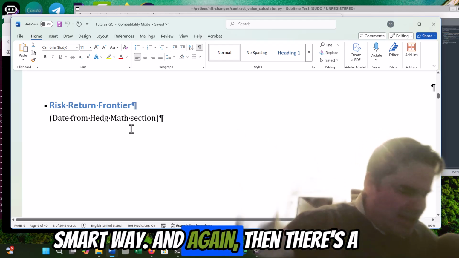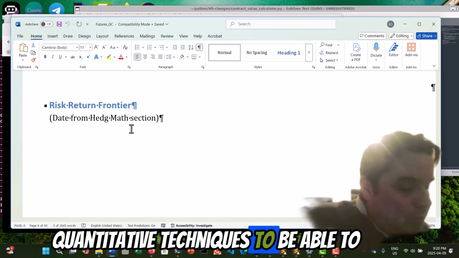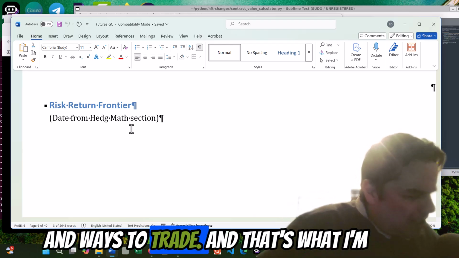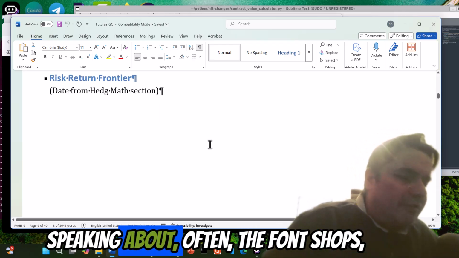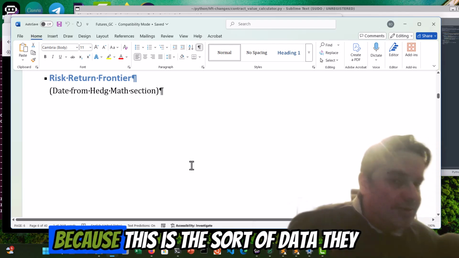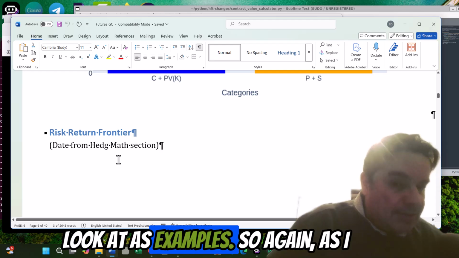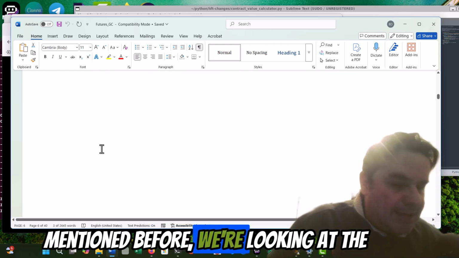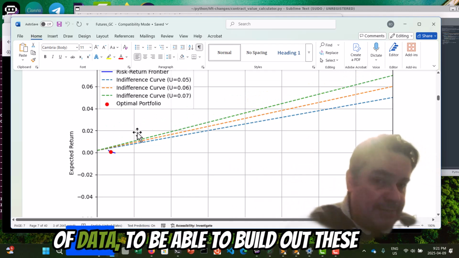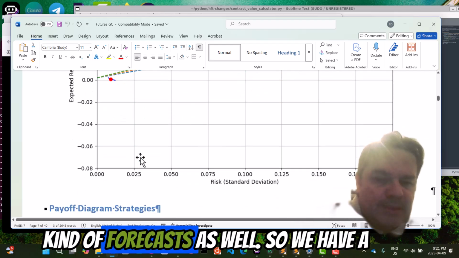the smart way. And again, then there's a second, third derivative of all these quantitative techniques to be able to build out their own proprietary models and ways to trade. And that's what I'm speaking about from the quant shops, the hedge fund shops, the HFT shops, because this is the sort of data they look at as examples. So again, as I mentioned before, we're looking at the hedge math before and using that type of data to be able to build out these kind of forecasts as well.